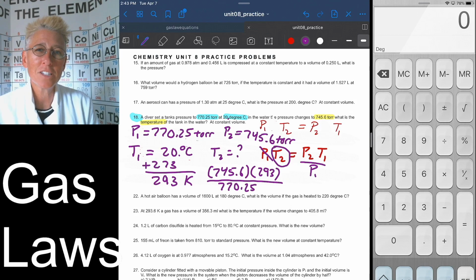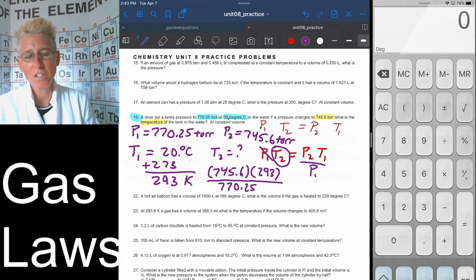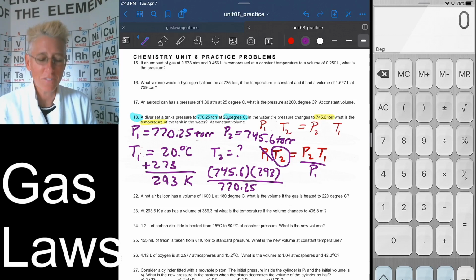The other thing I need to note and make mention of is that my pressures do match, so I don't need to convert them to atmospheres or torr. They're already in kilopascals, so I can leave them right there as that pressure unit.